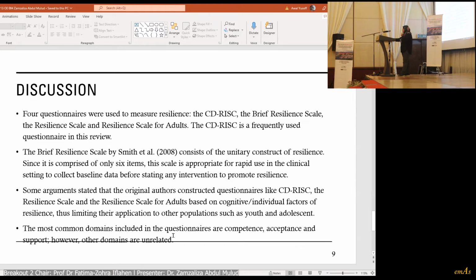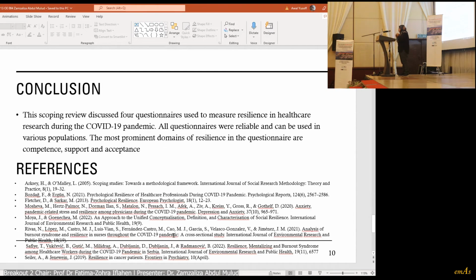Most commonly, the domains included in the questionnaires are competence, acceptance and support. However, other domains are unrelated. So for the conclusion, this scoping review discussed 4 questionnaires used to measure resilience in healthcare research during the COVID-19 pandemic. All questionnaires were included based on the quality appraisal. We found that all questionnaires were reliable with Cronbach's alpha more than 0.7, and they can be used in various populations, not only in healthcare research, but research outside healthcare. And then the most prominent domains of resilience in the questionnaires are competence, support, and acceptance.